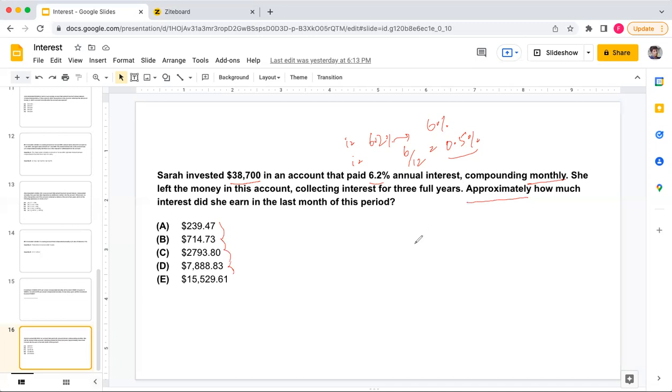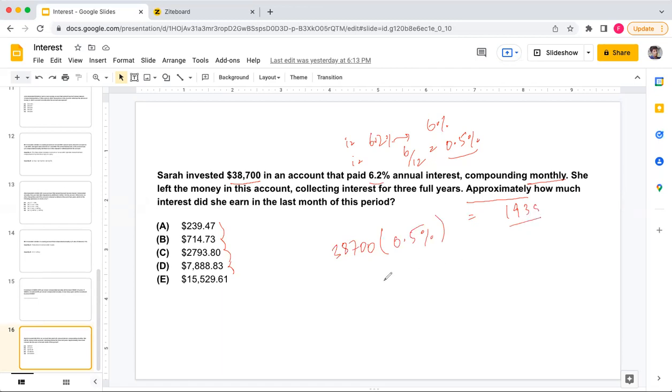For example, if I solve this by simple interest, considering 0.5% interest for 1 month, our value is something a bit closer to 200, right? Less than 200, right? Let me solve. We have 38700. What is 0.5% of 38700? That is around 193 point something, right? A bit less than 200, right?